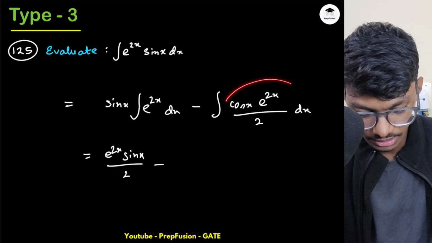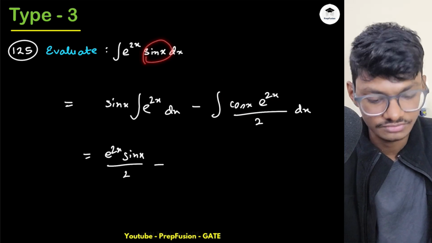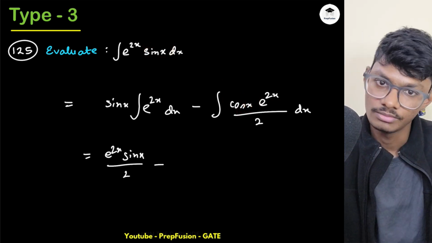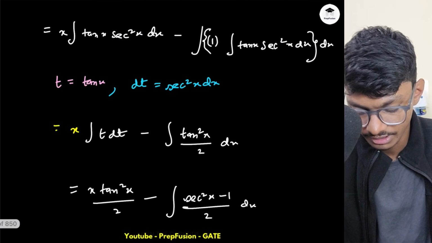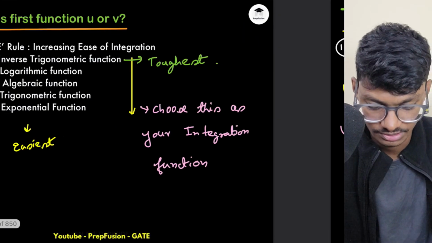Now what is this? Again I am getting something similar to this, just a difference is instead of sin x I am getting cos x. So again I will use the product rule, right? Again I will use this rule. Use this by parts, integration by parts.